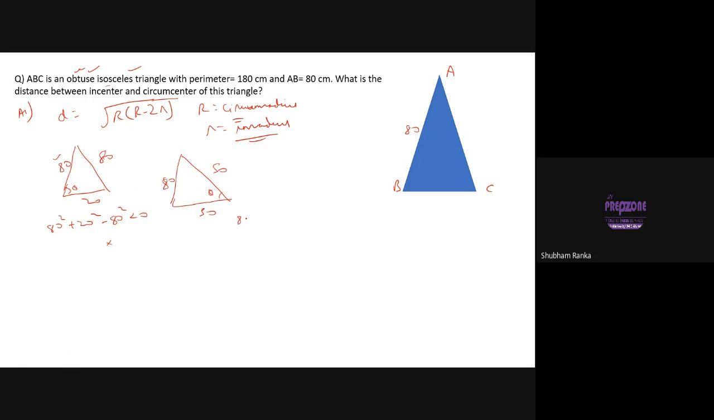For here, if we test 50 square plus 50 square minus 80 square, it should be less than 0, which is true. This is minus 6400, which is less than 0. So this triangle works. Again, cosine law: the included legs' squares minus the square of the opposite leg. Here also, included were 80 and 20, and the opposite was 80. So this is the triangle we need to use, and that is why they gave the obtuse condition. So our triangle is 80, 50, 50.